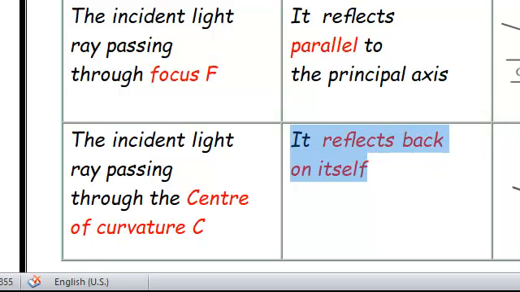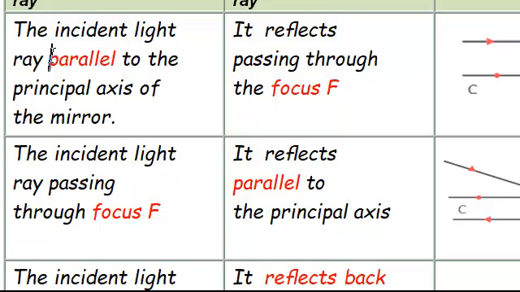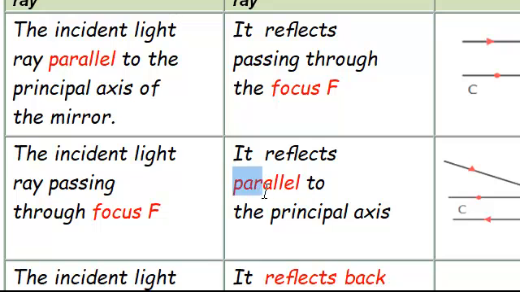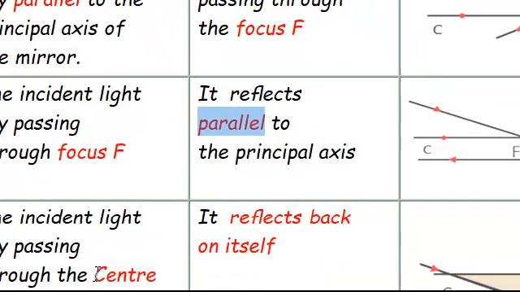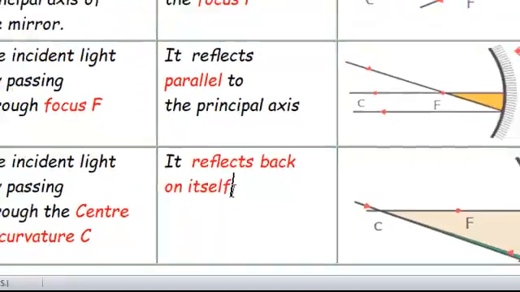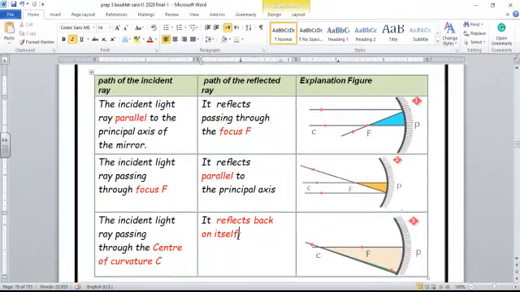Again, there are three ways of rays. Number one, when it falls parallel to the principal axis, it reflects passing through the focus. When it falls passing through the focus, it reflects parallel to the principal axis. The third one, when it falls on a mirror passing through the center of curvature, it reflects on itself. And for the third one, give the reason why: because the angle of incidence equals the angle of reflection, which equals 0.